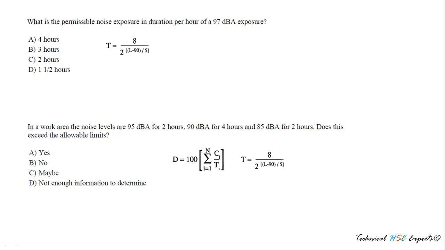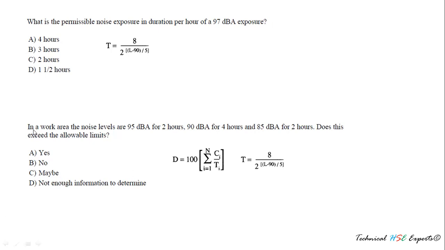2 raised to 1.4 is 2.64. 8 divided by 2.64 equals 3.03. That means 3 hours, option B. So he can continuously work for 3 hours, not for the 8-hour job. After 3 hours, you need to rotate to another machine operator.